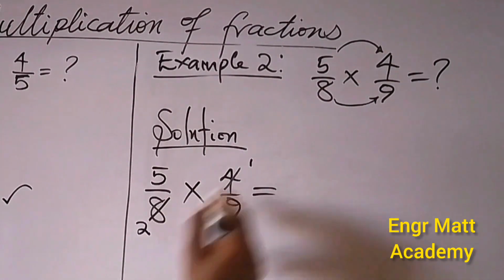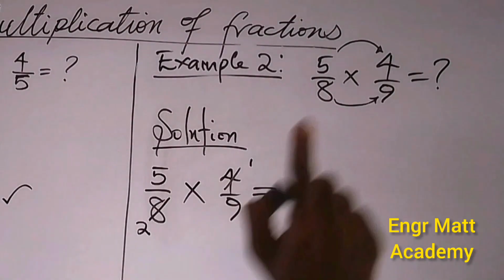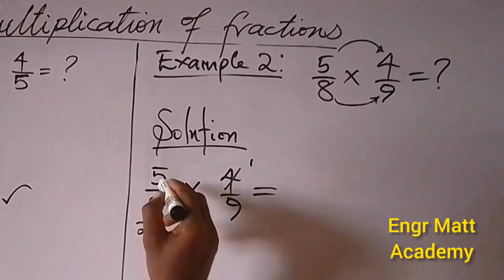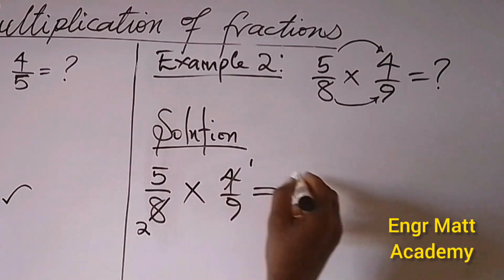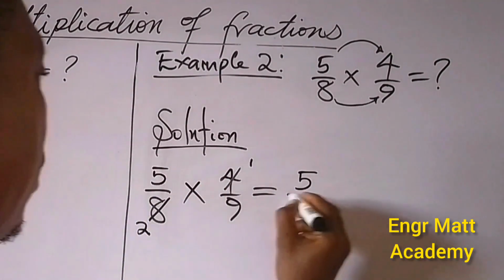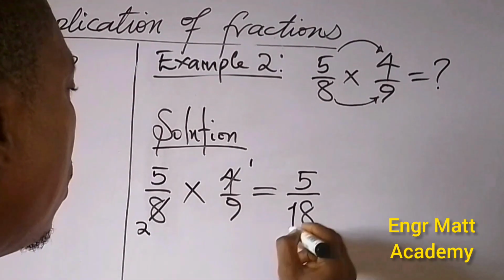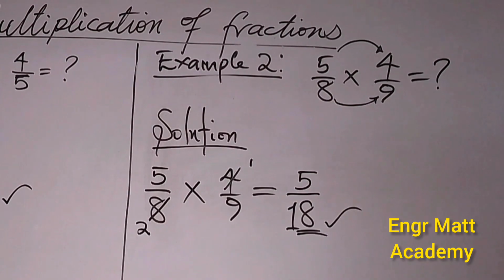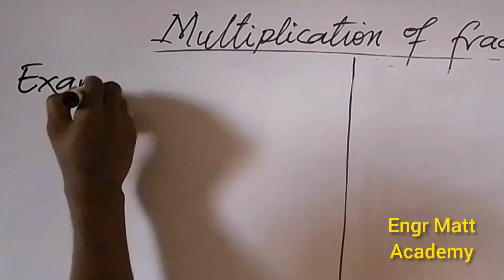Now that we have cancelled out, we now do the numerator to numerator multiplication. 5 multiplied by 1 is 5. 2 multiplied by 9 is 18. So that is it. Let us see a third example. Example 3.